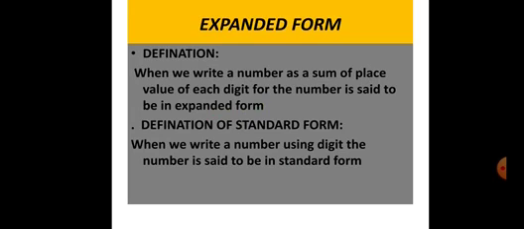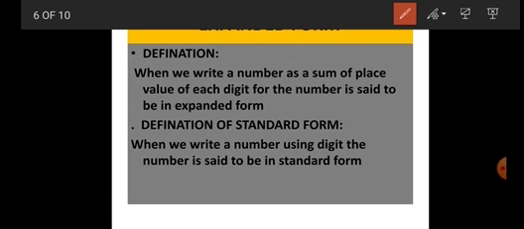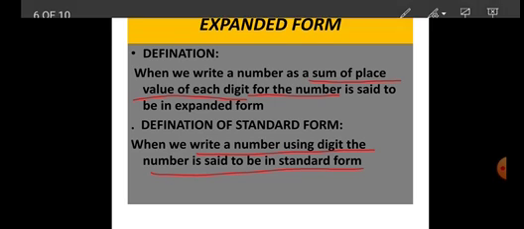Now the next topic is expanded form. When we write a number as a sum of the place value of each digit, the number is said to be in expanded form. And when we write a number using digits, the number is said to be in standard form.